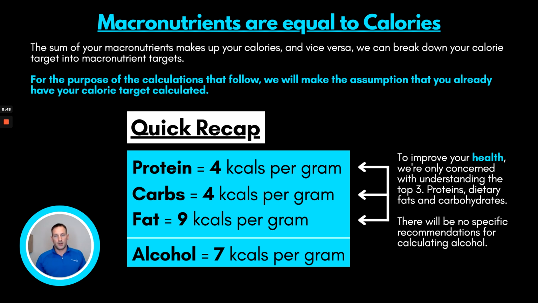Quick recap on the calories per gram. Protein, 4 calories per gram. Carbs, exactly the same, 4 calories per gram. Fat, 9 calories per gram. Alcohol, 7 calories per gram.